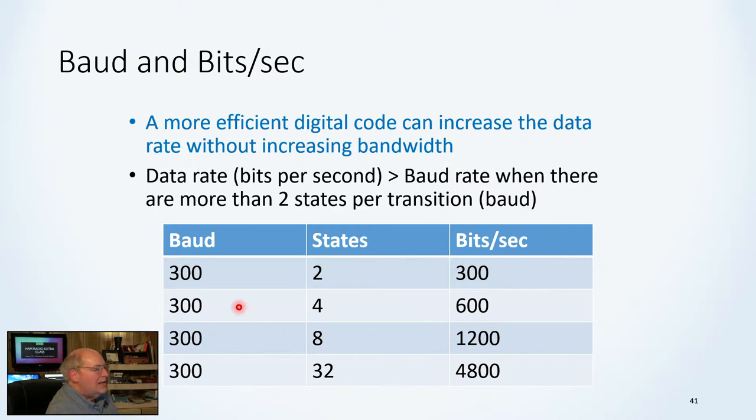But then we came to a case where we were still changing the signaling rate at only 300 baud, but each one of those changes could represent multiple bits, and we could actually be transferring 1,200 bits per second. Then you were really living. Notice that that's four times as fast. And of course, the prices went up. Every time somebody came out with a new modem, you could pay more to get a faster one. And we got all the way up to 56K.